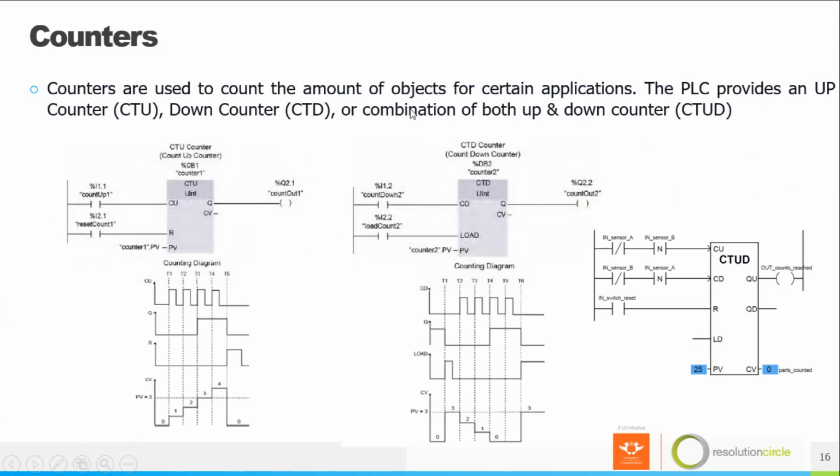Then we move to my last function block of the day, which will be counters. Counters are used to count the amount of objects for a certain application. The PLC provides an up counter, which on a PLC will be written as CTU, a down counter, CTD, and a combination of both up and down counter.